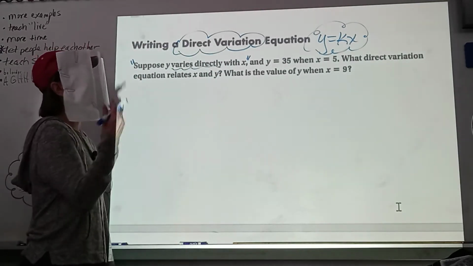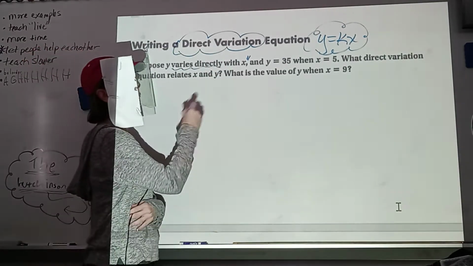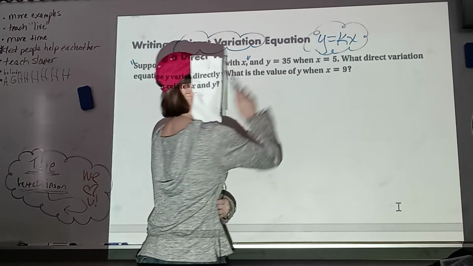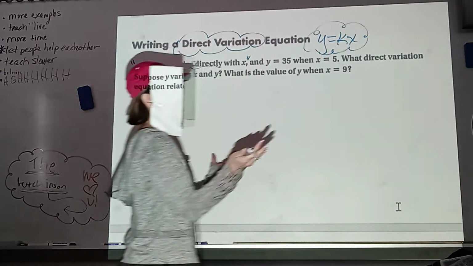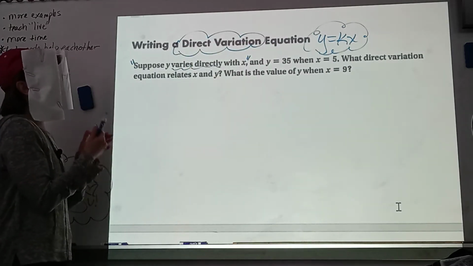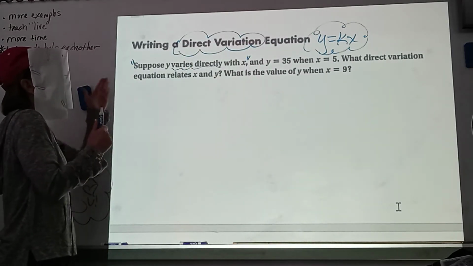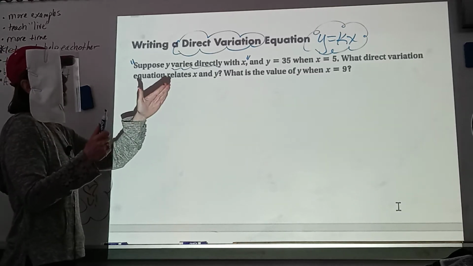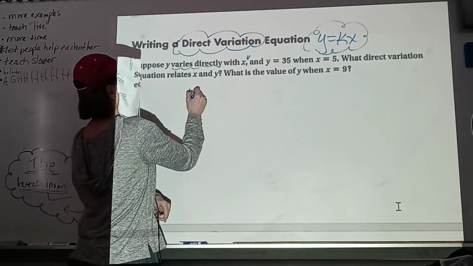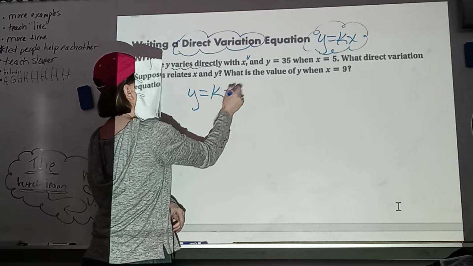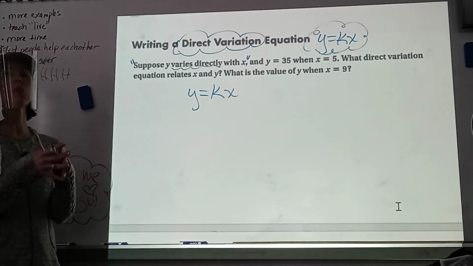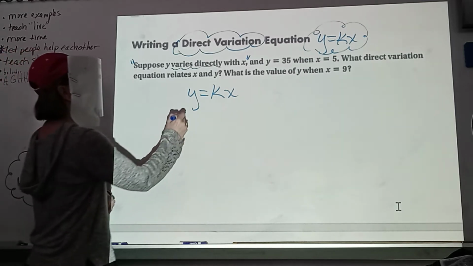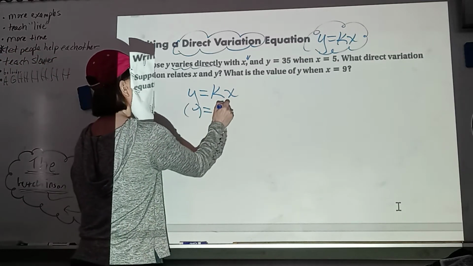Now, it tells you what y is equal to. Y is equal to 35, and x is equal to 5. What direct variation equation relates x and y? Well, let's bring it down. Y equals kx. And what do we always do after we write the formula? We rewrite it with the empties. So we're going to write empty equals k empty.